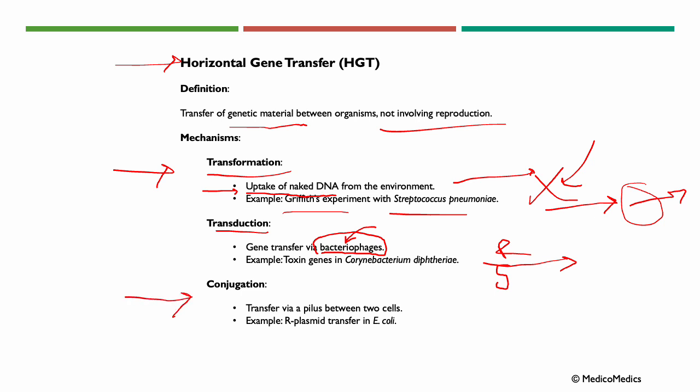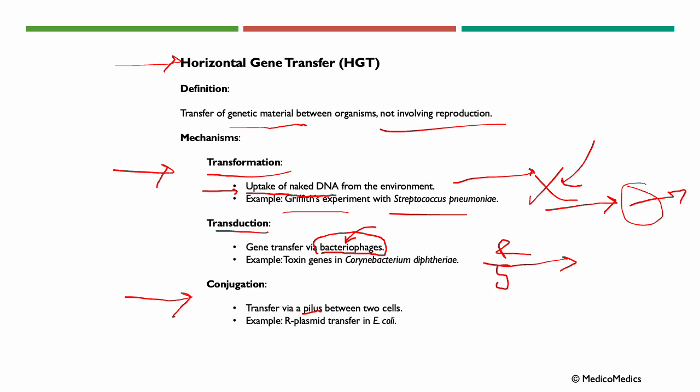Then we have conjugation, which is direct cell-to-cell transfer via pilus. Via the pilus, it's a direct transfer between two cells, and so it requires direct contact between the bacterial cells via this sex pilus. It involves the transfer of plasmids, if you remember, extrachromosomal DNA. For example, plasmid transfer in E. coli enables the spread of antibiotic resistance genes, making it harder to treat this infection.